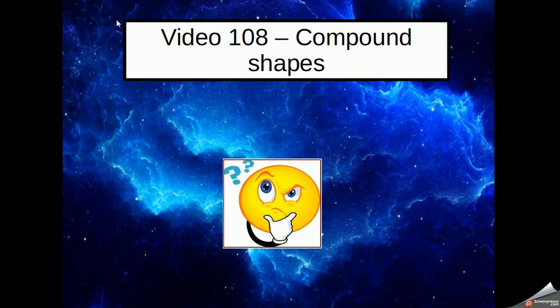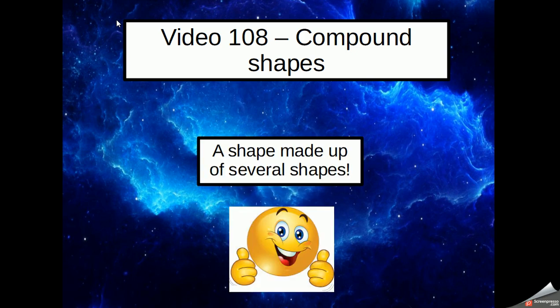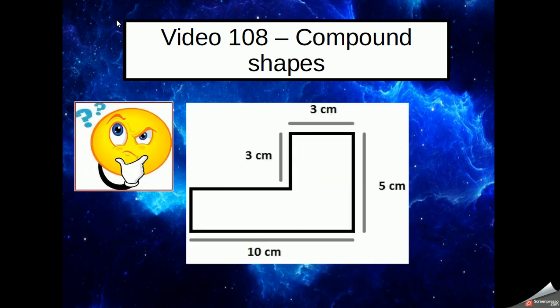Video 108, the last video of today, we're going to take a look at what a compound shape is. Well, it's basically a shape that's made up of several others, and we have to combine a little bit of maths and calculations with the rules we know about shapes and their area in order to work out the area of total shapes. So this is an example of a compound shape.